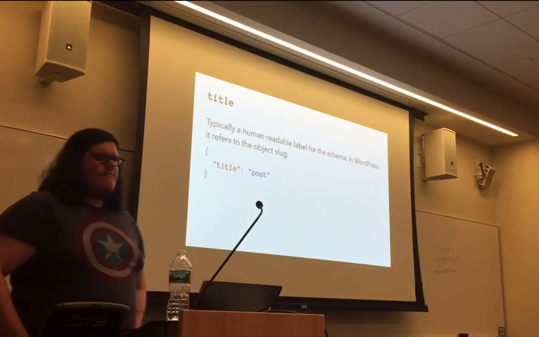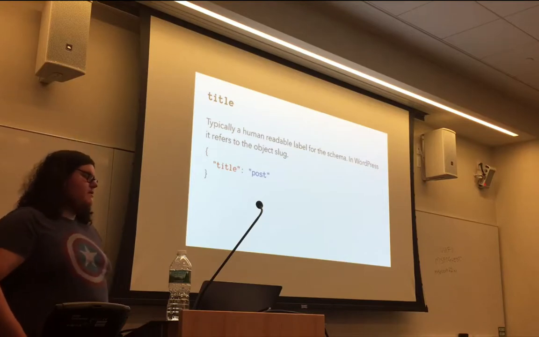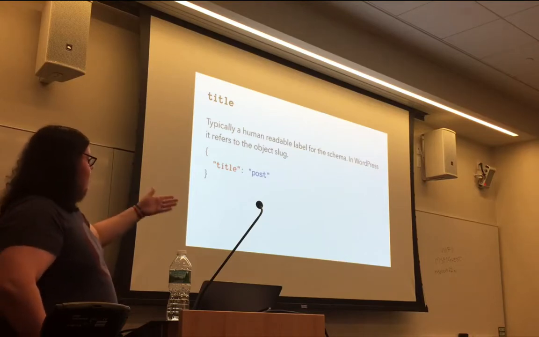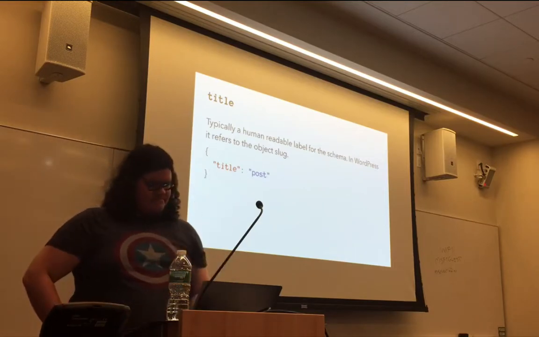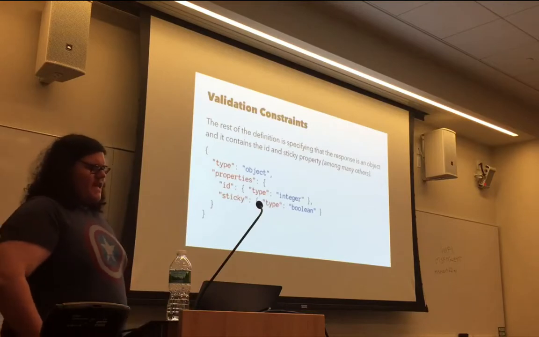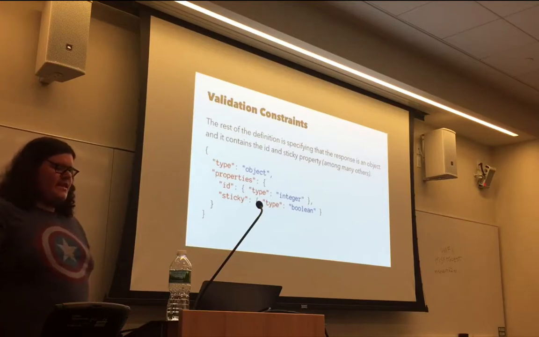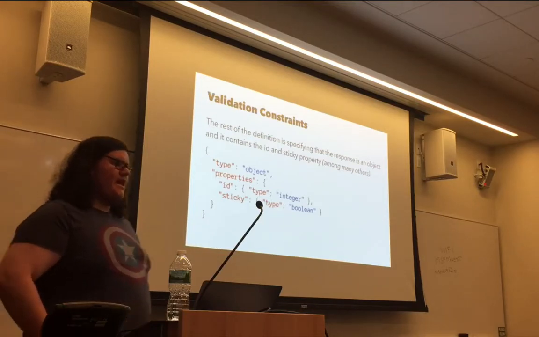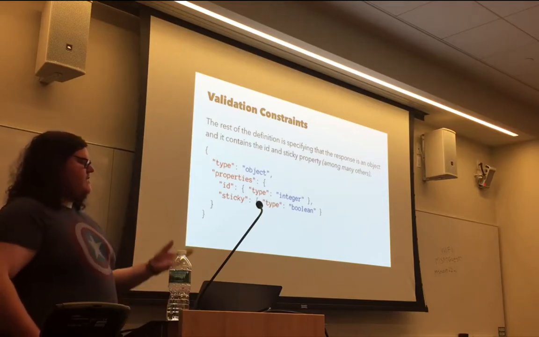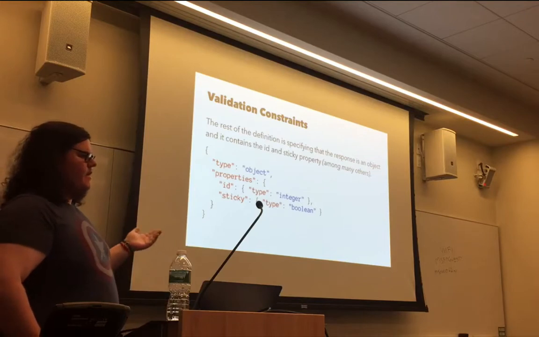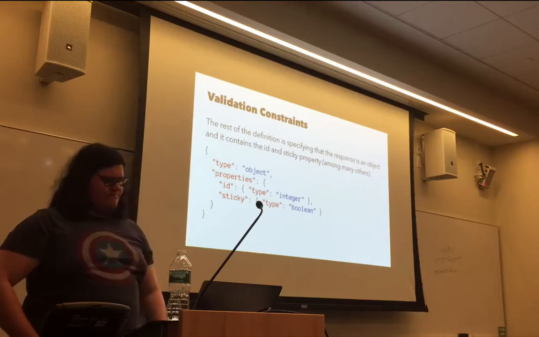Next, we have the title. In most contexts, this would be a human-readable label for the schema. In WordPress, however, it refers to the object slug. So post, page, comment, all lowercase, not translated, not uppercase P, Post, etc. The rest of this top-level definition is all about validation constraints. So this is specifying that the actual WordPress post endpoint is a type of object. You'll get objects back, and it has listed properties. So you can see here, this is an example of the infinite nesting of JSON schema. We have a property, and then if you remember from before, we have nested properties underneath this.